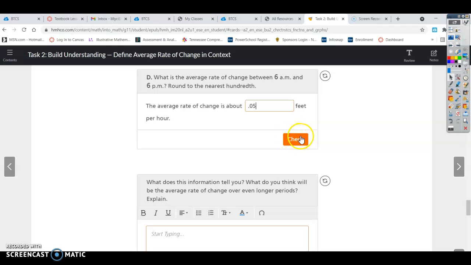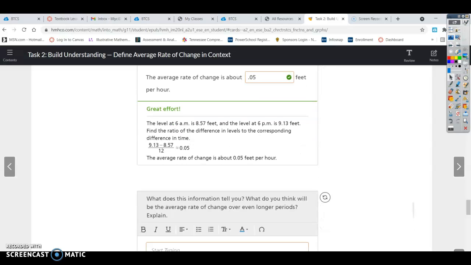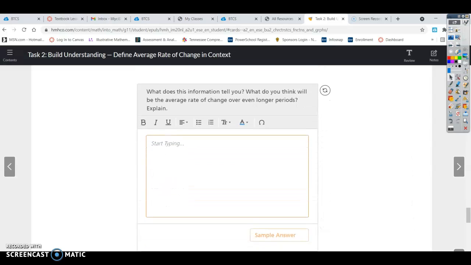0.05 feet per hour. Remember, it was 0.04666, which rounds up to 0.05. All right, what does this information tell you? What do you think will be the average rate of change over even a longer period of time? Pause the video, go ahead and enter your answers, and come back when you're finished.